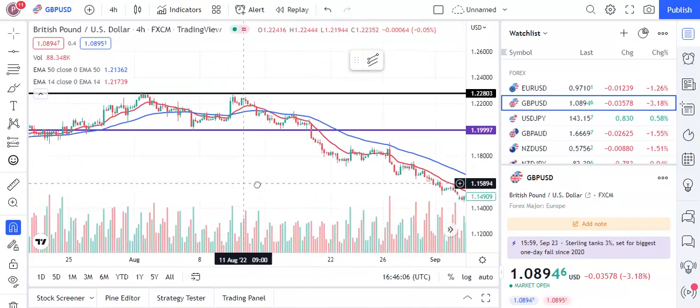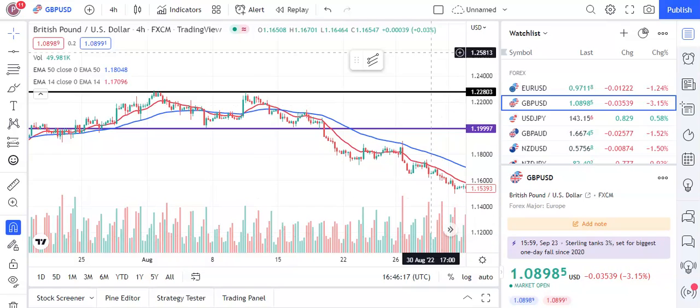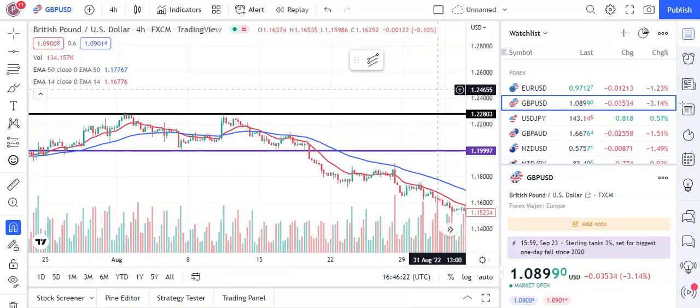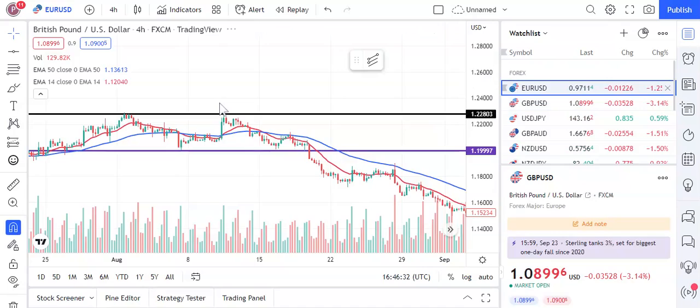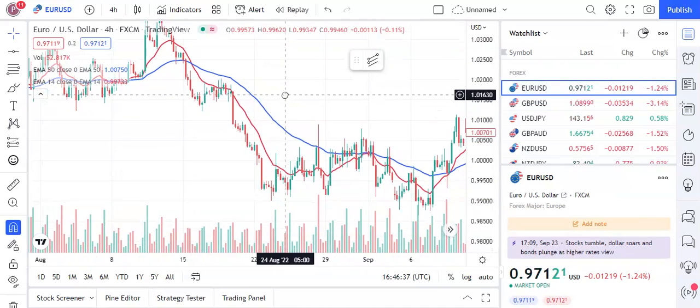So now that is it on what? British pounds USD. So I've been able to identify the area of support and resistance on British pounds USD. And that is it. So what next I do is this. I will quickly move to what? Euro USD. I want to identify the area of support and resistance on Euro USD.